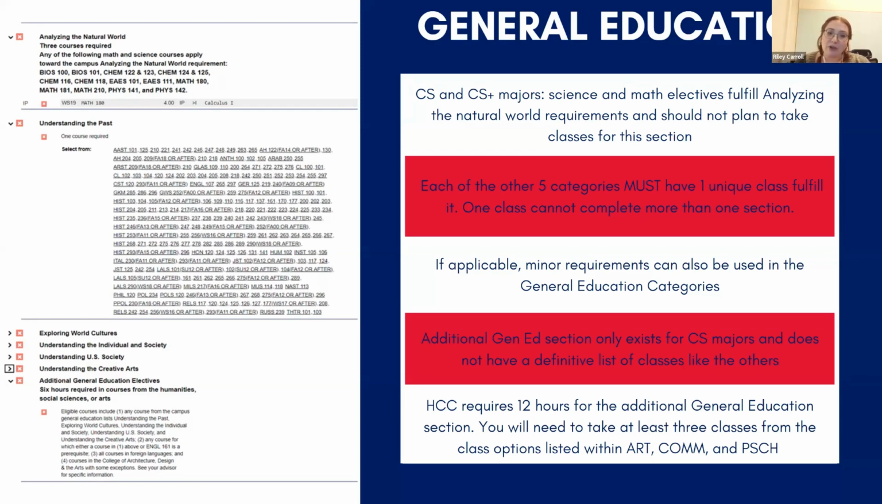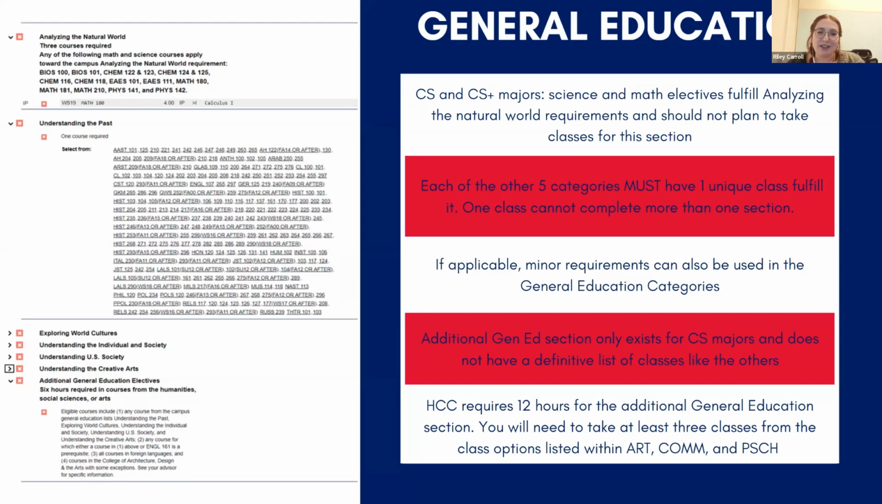For each of the other categories, you need to be completing them by one unique class. Some classes are options for multiple gen ed categories, but you will have to choose which of the sections you want that class to fulfill. Again, it can't be used multiple times to fulfill multiple sections. If you would like that class to move to a different section that it is approved to be used for, you can do that by submitting a general student petition to the College of Engineering. That link is available in the link tree.